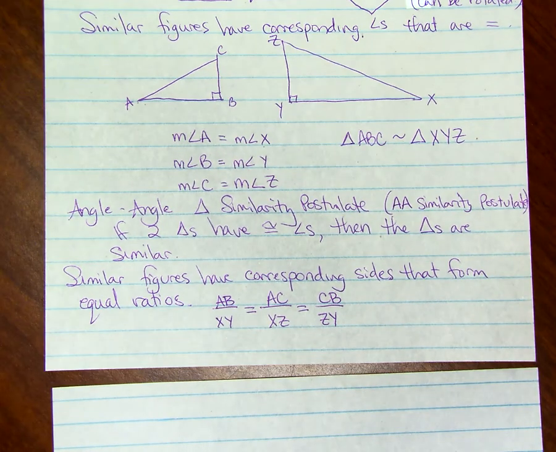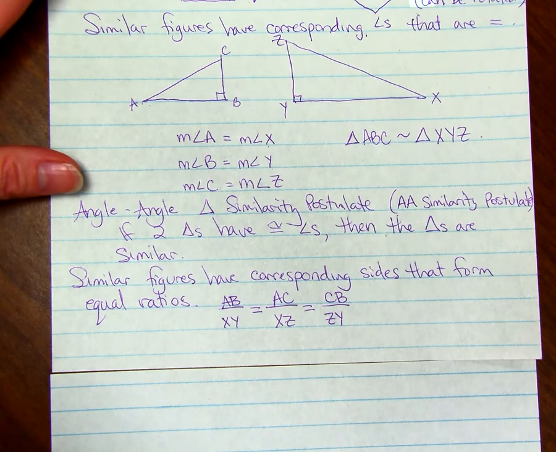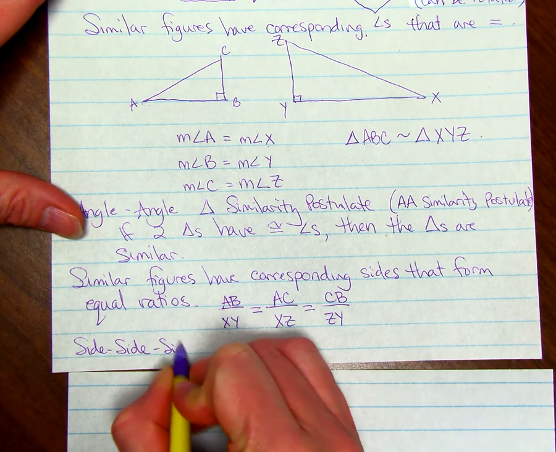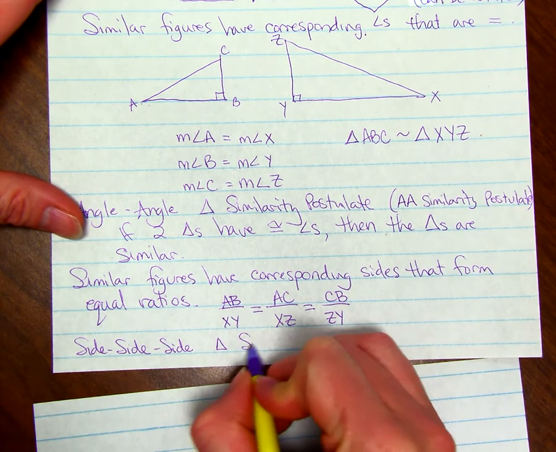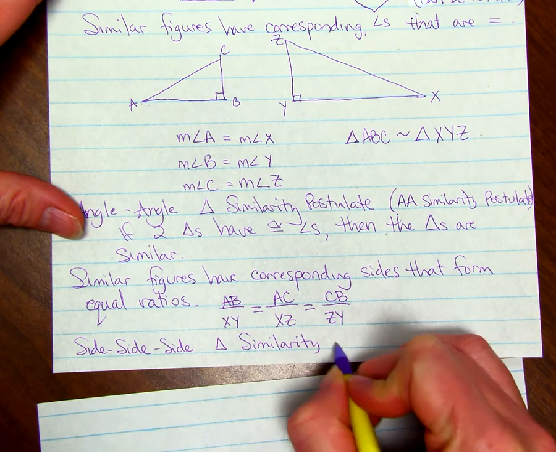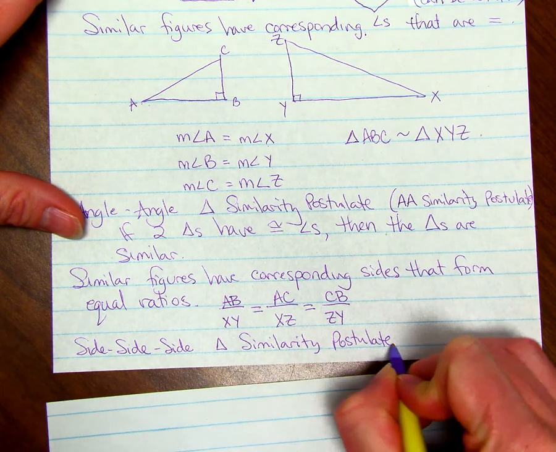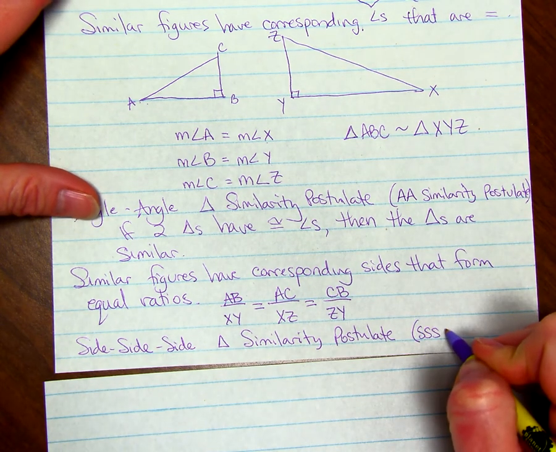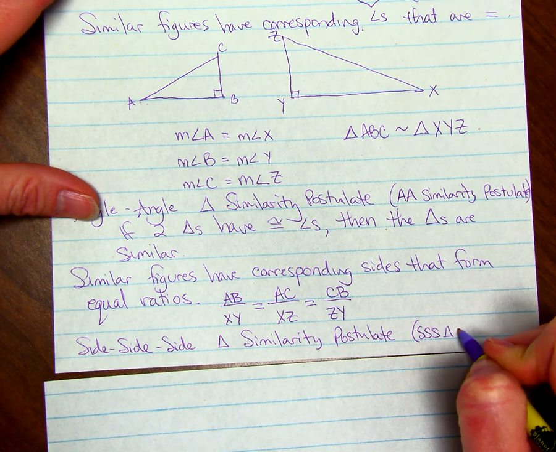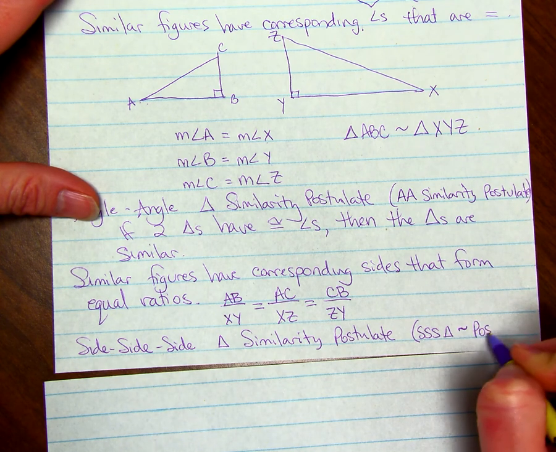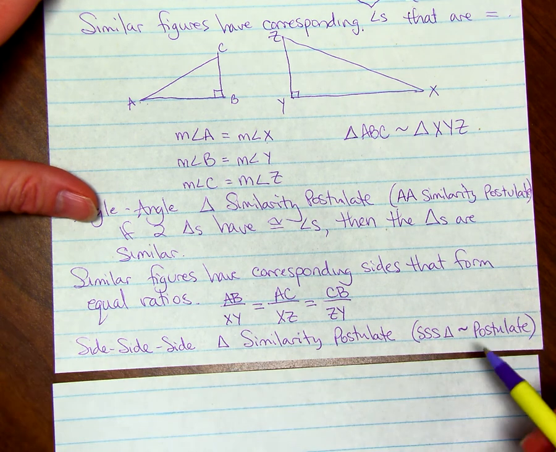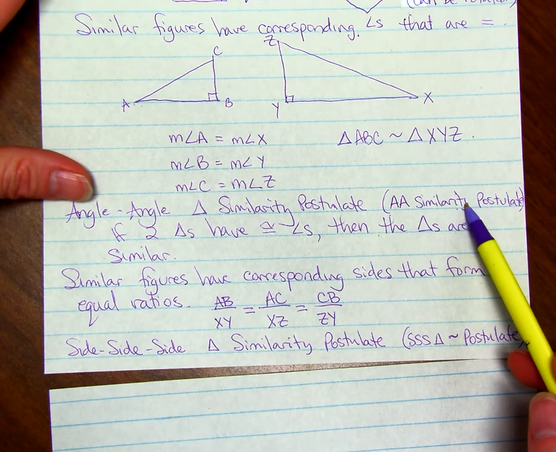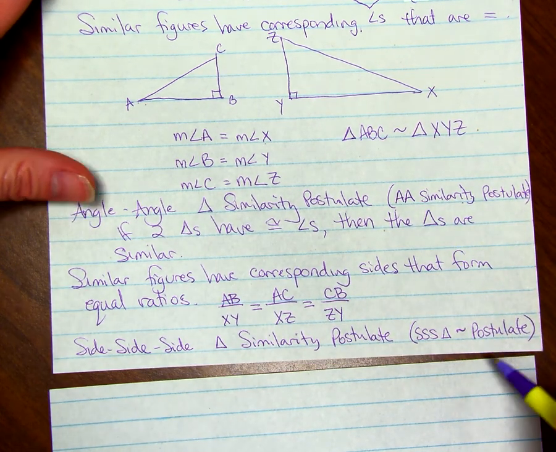So here's another similarity postulate. It's called the side, side, side triangle similarity postulate. And sometimes we write that SSS triangle similarity, and you can use the little similar sign, postulate. Some of you are asking, well, can we use the similarity symbol up in this word? Yes, you can. Up in this title, you can use that.